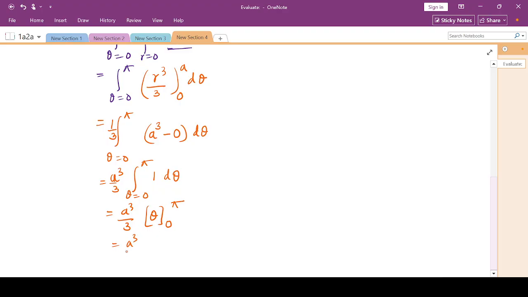Substitute. This is a cube by 3, upper limit is pi minus lower limit 0. So the answer is a cube pi divided by 3. This is the value of the integral by converting the given double integral into polar form.